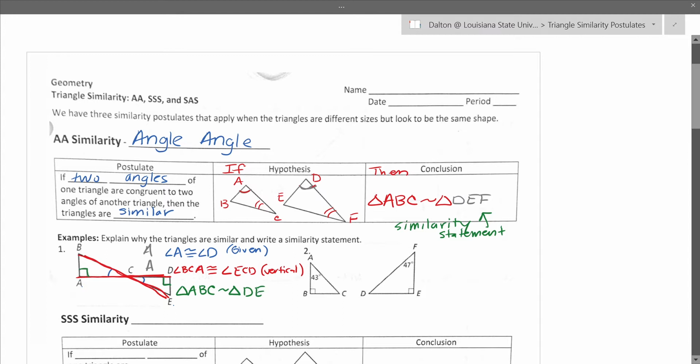And then C has one arc mark here, so it must correspond to this C. We're going to say those are similar by AA. So that's your final answer.